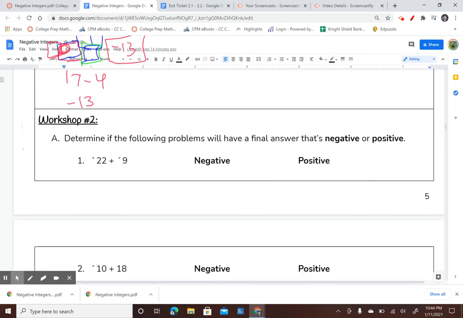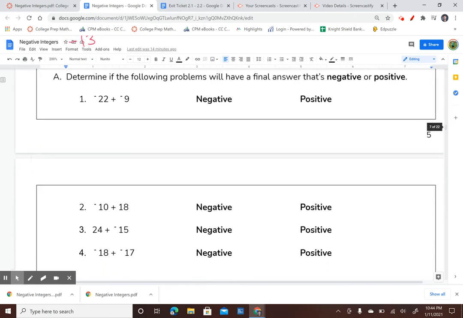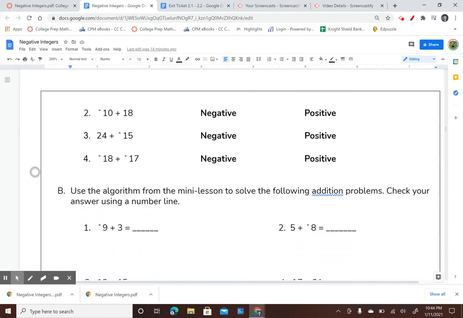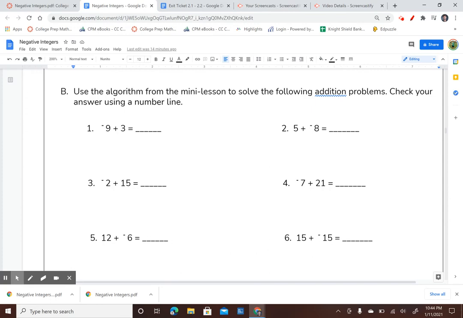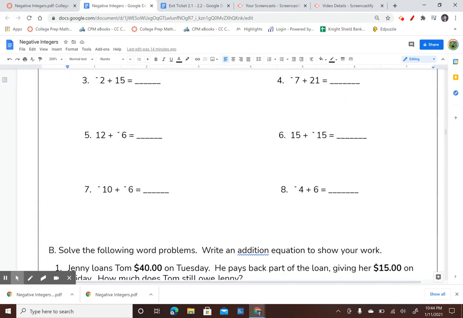All right, so now you're going to be working through workshop 2 here. We're going to determine if the following problems have a final answer that is negative or positive. So here you're not even finding an answer. You're just taking a look at, okay, if I have two negatives here, is my answer going to be positive or negative? Or if I have a negative and a positive, what's that quick trick to figure out whether my final answer is going to be negative or positive? You can do the same thing here for problem B using that algorithm.